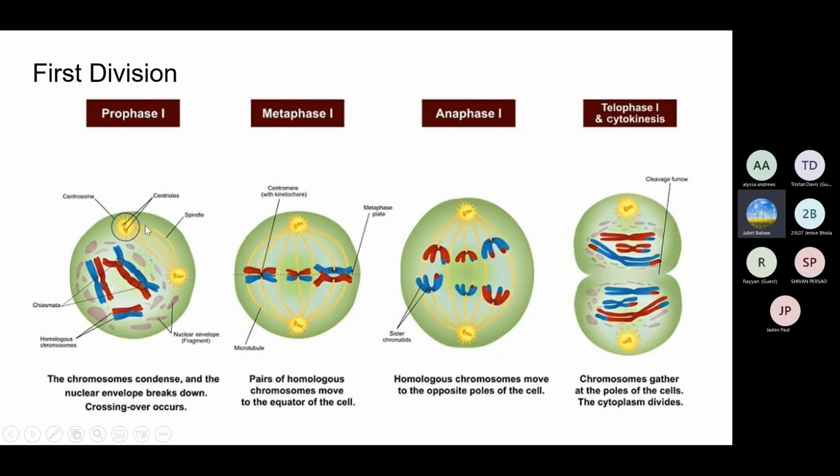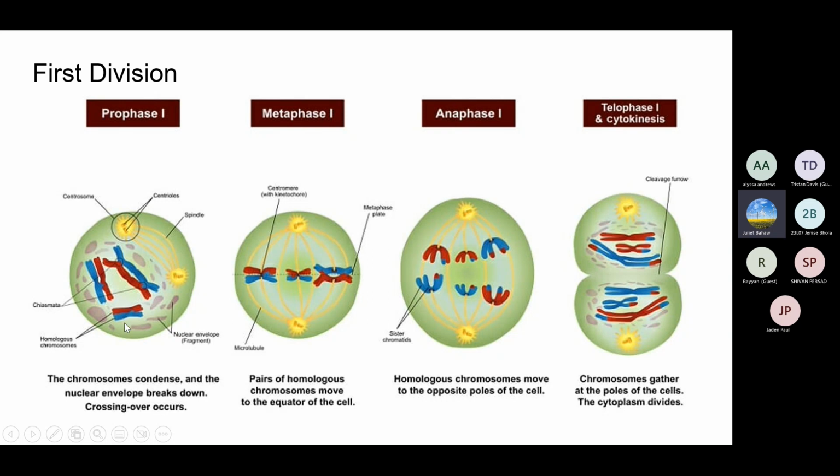But a lot of things are happening. They say prophase 1 is one of the longest phases because a lot is happening in this phase. What we are seeing is centrioles, these little structures, forming spindle fibers. We are seeing the nuclear envelope or the nuclear membrane breaking into pieces or fragments. We are seeing the homologous chromosomes.